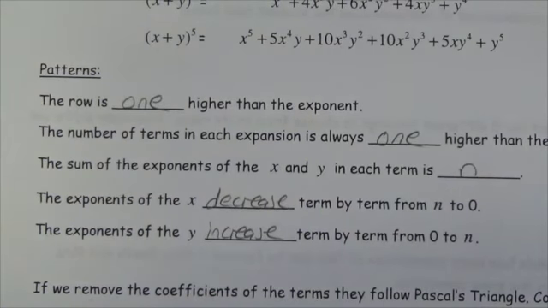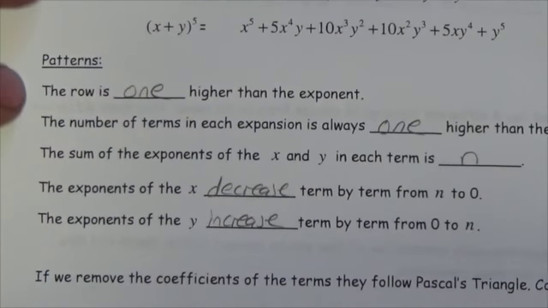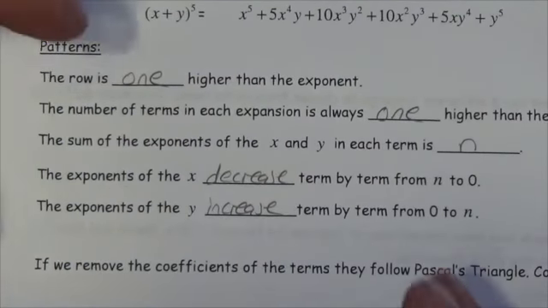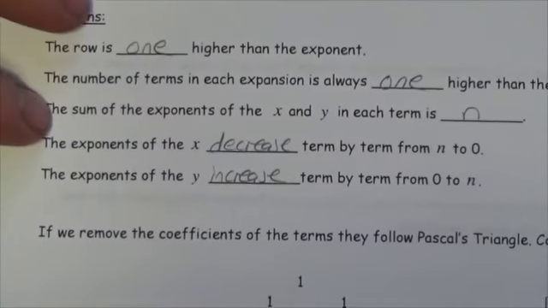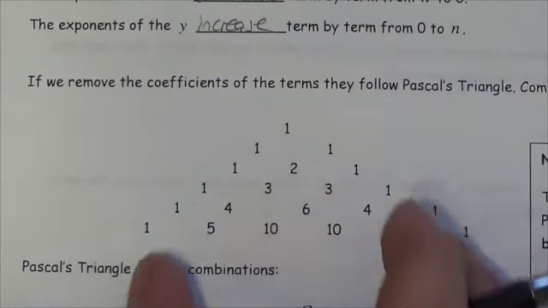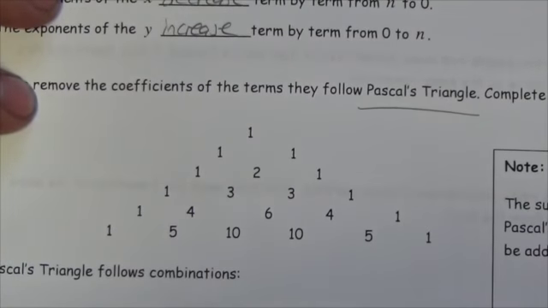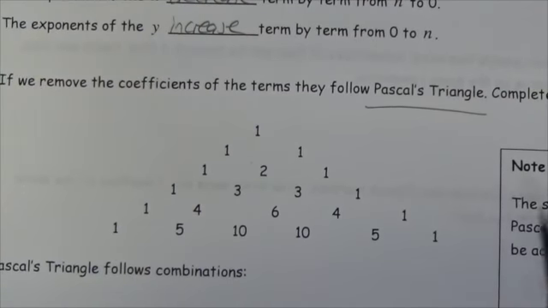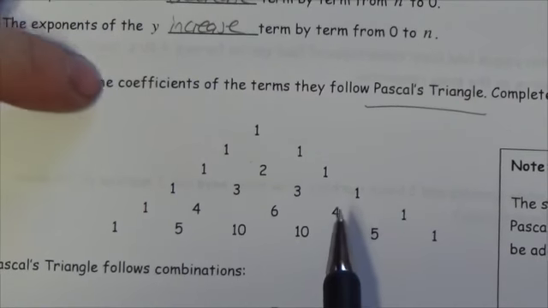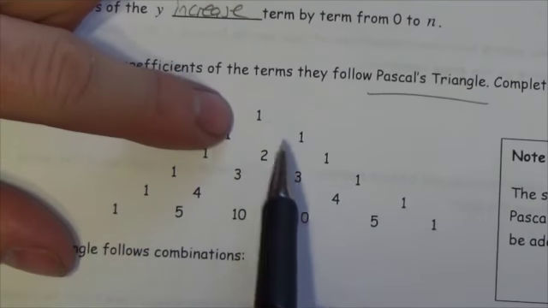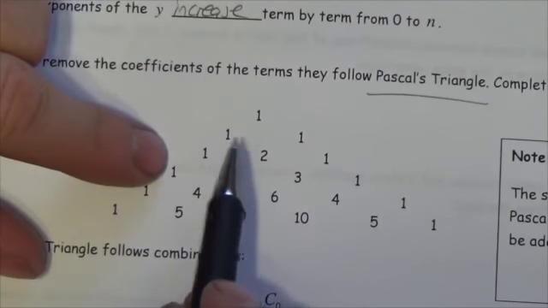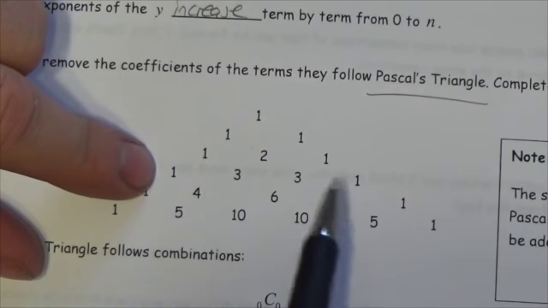Now, if that wasn't cool enough, watch this. If you pull all the coefficients out of every term here and lay them out in their own array, you get something that we call Pascal's triangle. Pascal's triangle's got a really neat little pattern to it all on its own. 1, 1, 1, 1, 1. 1, 1, 1, 2, 1, 1, 3, 3, 1.